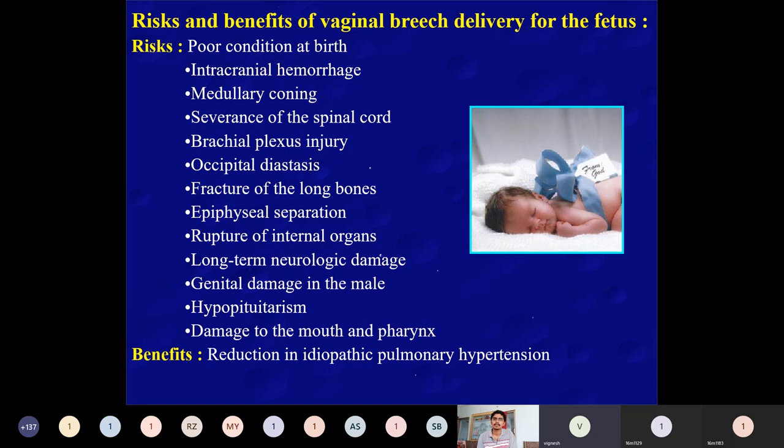Risks and benefits of vaginal breech delivery for the fetus. The risks are poor condition at birth, and there may be injuries at birth, like intracranial hemorrhage, medullary coning, severance of the spinal cord, brachial plexus injury, which is very common during assisted vaginal breech delivery, occipital diastasis, fracture of the long bones, and epiphyseal separation. And rupture of internal organs is very common when you apply traction on the abdomen, especially the liver and the spleen can rupture. Long-term neurological damage will also be there because of birth asphyxia. Genital damage, especially in the male fetus. And hypopituitarism, damage to the mouth and pharynx.